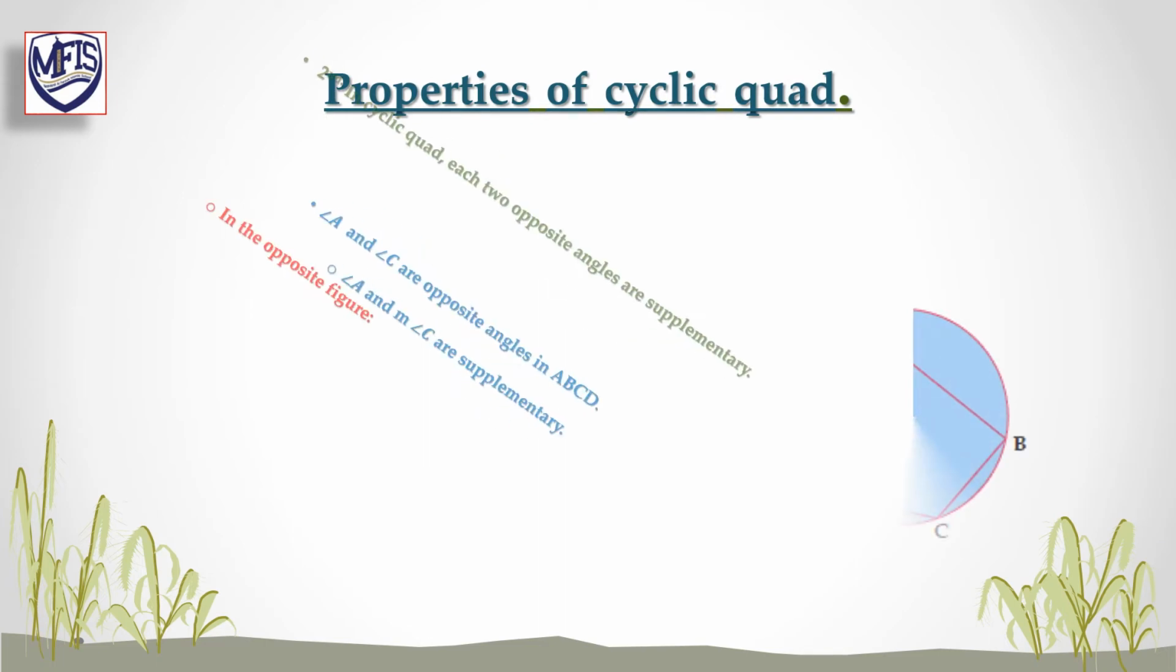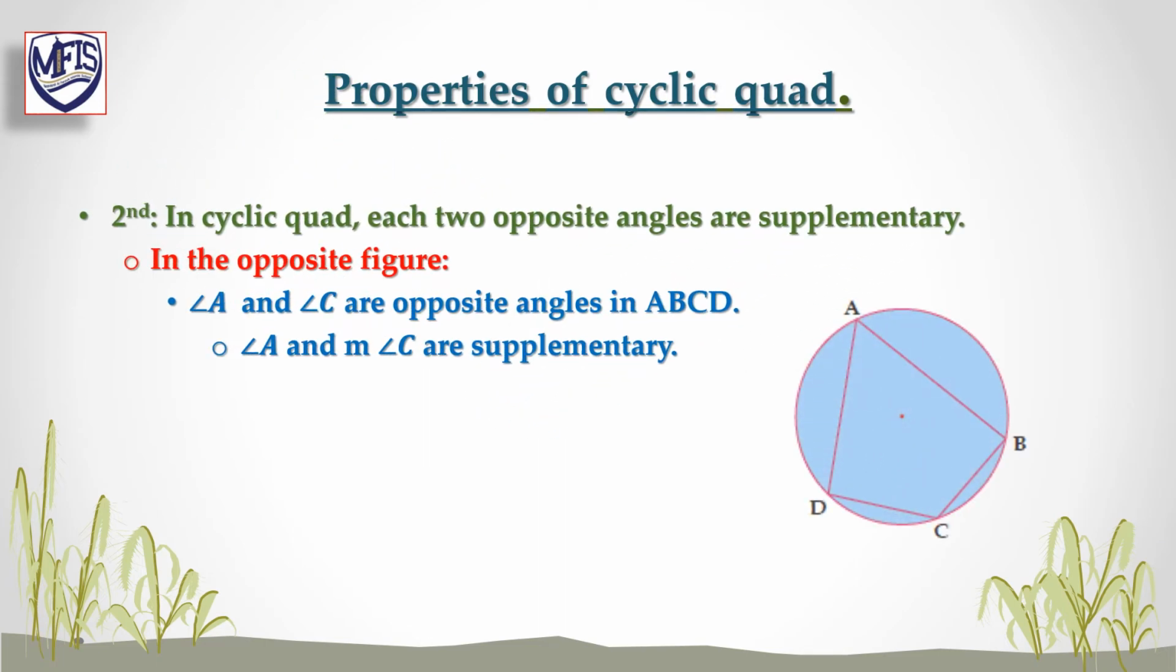Property number 2. In a cyclic quad, each two opposite angles are supplementary. Again, each two opposite angles are supplementary. That means measure angle A plus measure angle C equals 180, and also measure angle B plus measure angle D equals 180.